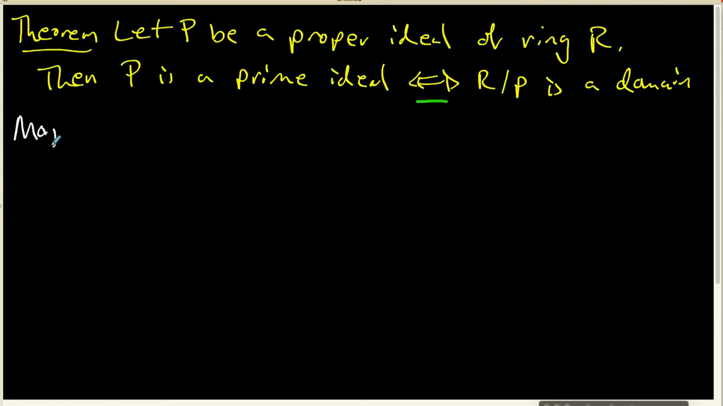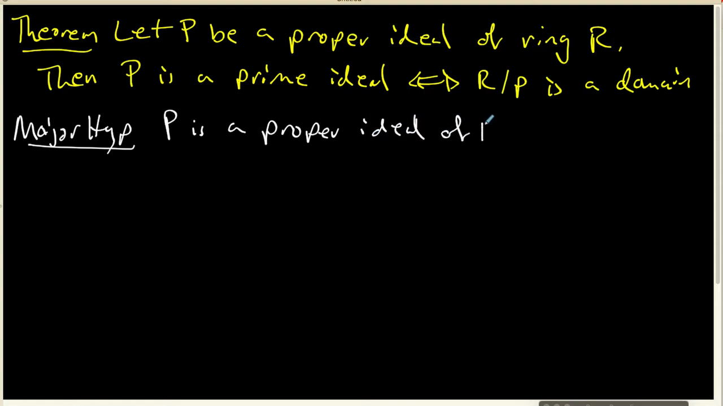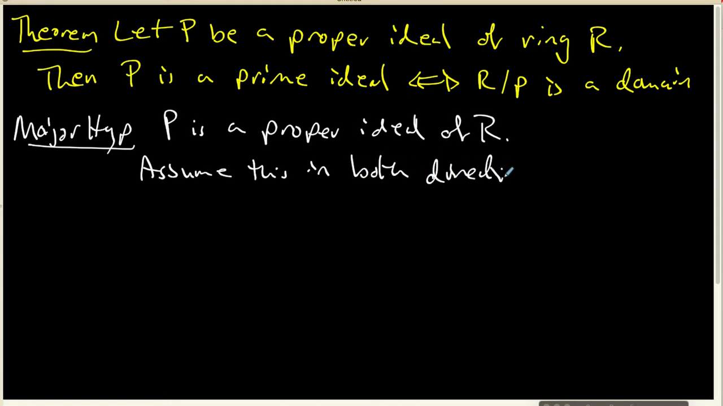We have this major hypothesis that applies to both directions of our if and only if statement. And the major hypothesis is P is a proper ideal of the ring R. And we get to assume this hypothesis in both directions of our if and only if proof.